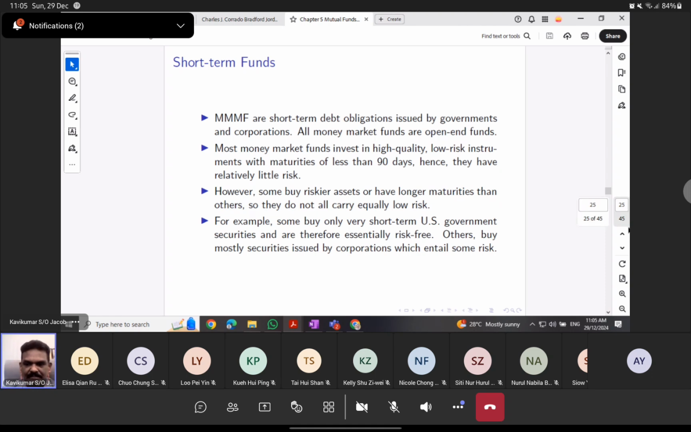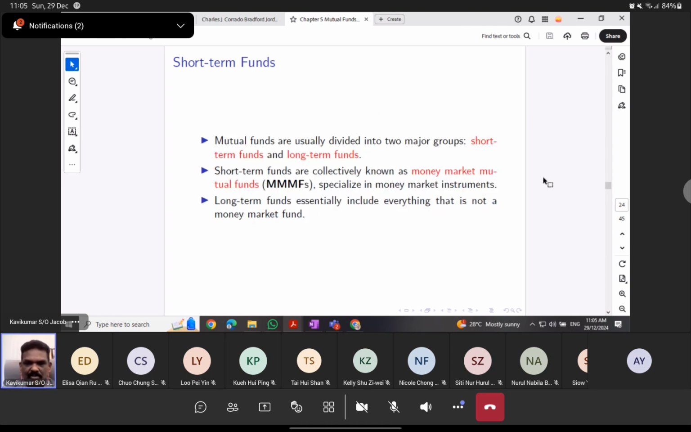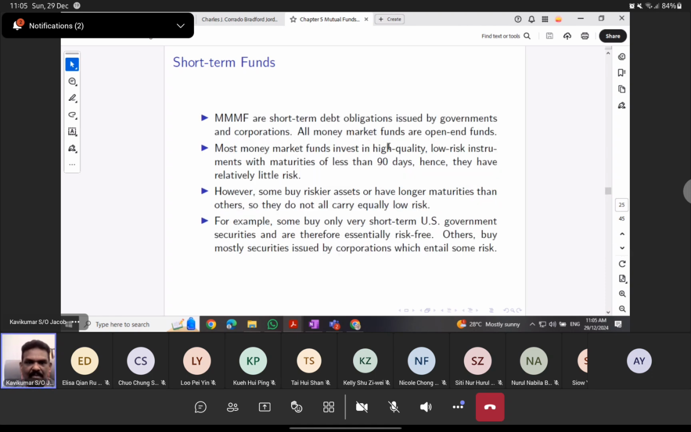Money market mutual fund. Money market mutual funds are short-term debt obligations issued by governments and corporations. All money market funds are open-end, meaning anytime you can buy and sell. Most money market funds invest in high quality, low risk instruments with maturities of less than 90 days. Hence, they have little risk.